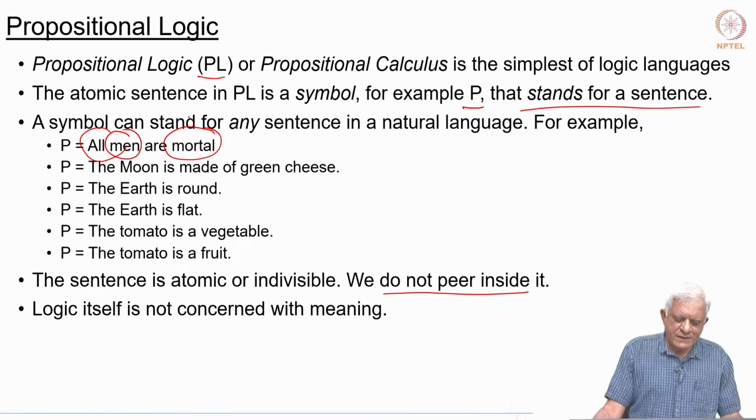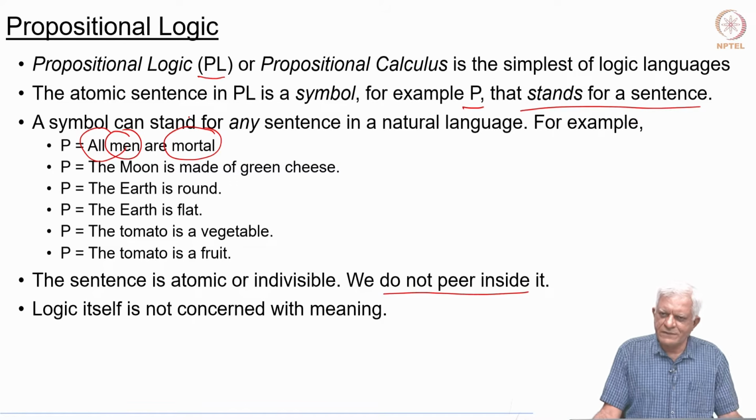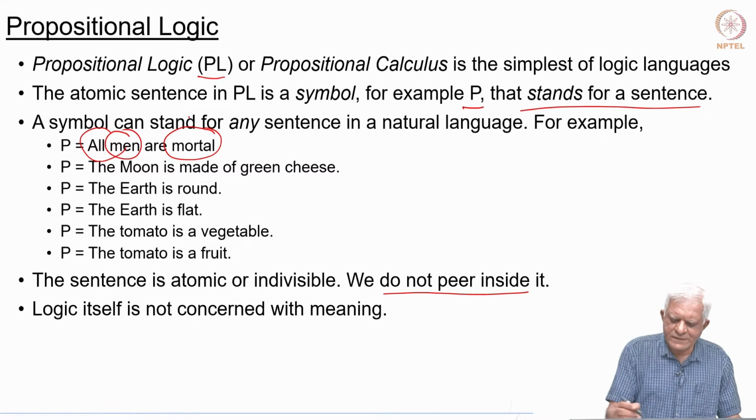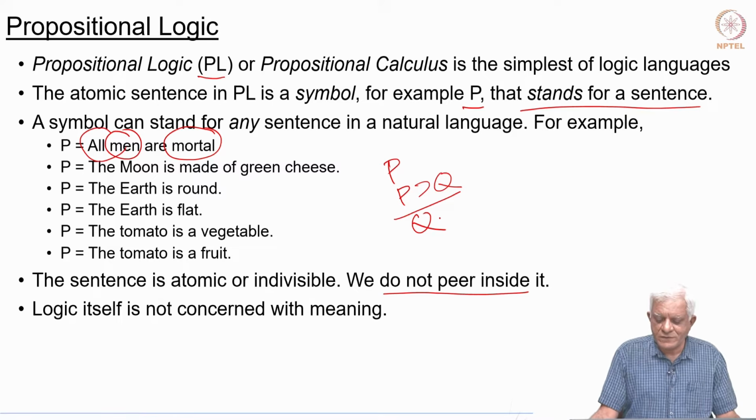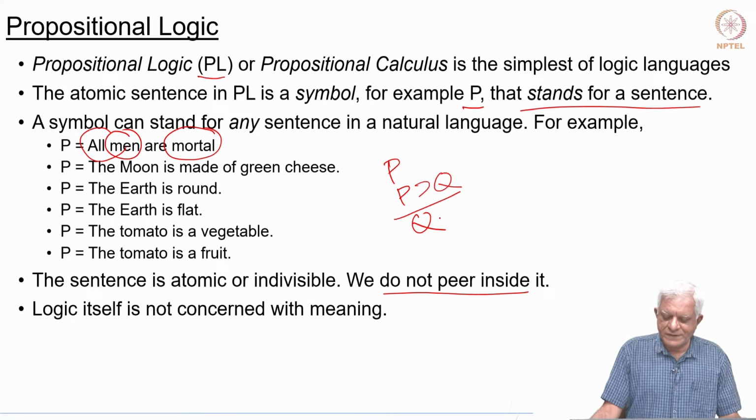Logic itself, as we have been trying to say, is not concerned with meaning. What does it stand for? We do not care. You just tell us some relations between things, and we will tell you what follows. We have seen this example: modus ponens is our favorite. If you say P and if you say P implies Q, then we can infer Q. What does P stand for? What does Q stand for? Logic is not bothered about that. It is not concerned with meaning. It is concerned with valid patterns of reasoning, and this is a valid pattern.